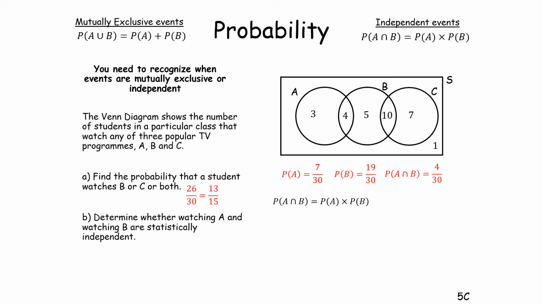And we're asked to determine whether A and B are independent. So we know the formula for independence is probability A times probability B. Probability A 7/30, probability B 19/30. And if we calculate this, we see that we've got 4 over 30 compared to 133 over 900.